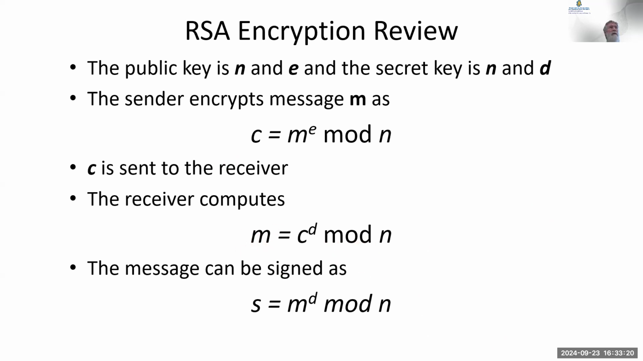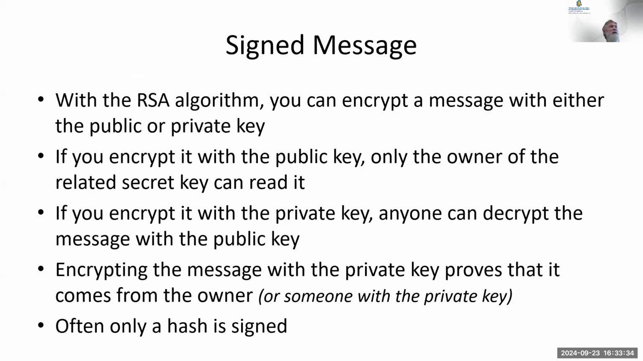That's for encryption. You can sign things by raising the message to the power D, that is your private key. So if you raise S to the private key, and then becomes signed, that is, anybody can decrypt it if they have the public key, which is publicly available. Nice thing about the RSA algorithm is you've got D and E, public key, the private key, and you can encrypt with either one and decrypt with the other one.